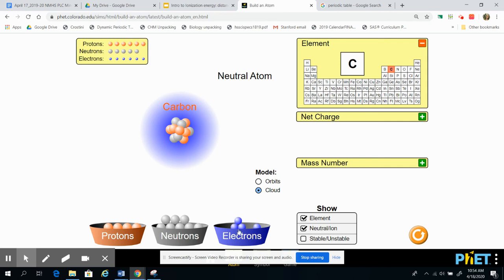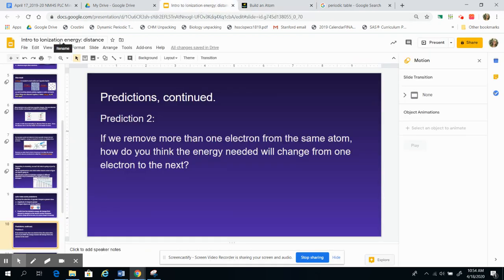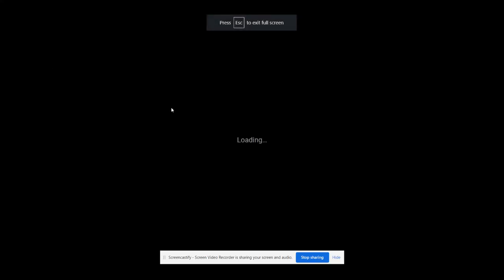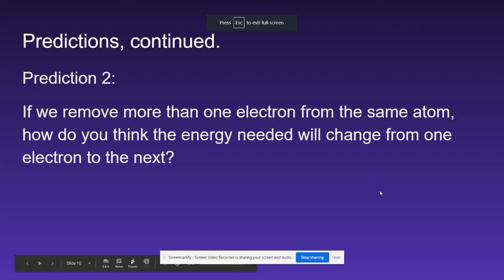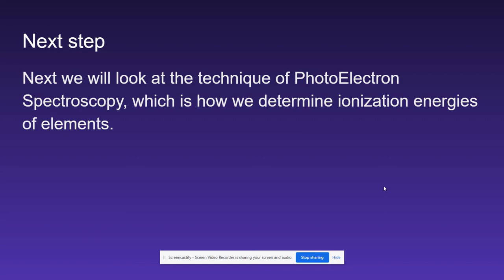There's another one. So what is happening to the cloud of electrons as I remove electrons? And is that going to affect how strongly the remaining electrons are attracted to the nucleus, and therefore how much energy it takes to remove each one? In other words, if we remove more than one electron from the same atom, how do you think the energy needed will change from one electron to the next? All right, our next step is going to be to look at the technique of photoelectron spectroscopy, which is how we measure ionization energies for elements.